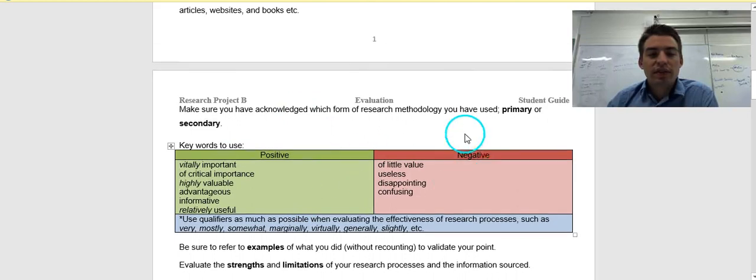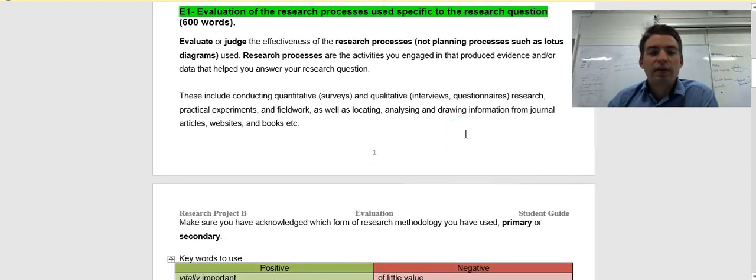Make sure you use these terms here, looking at the research processes used specific to your question. At the next video we'll have a look at E2.